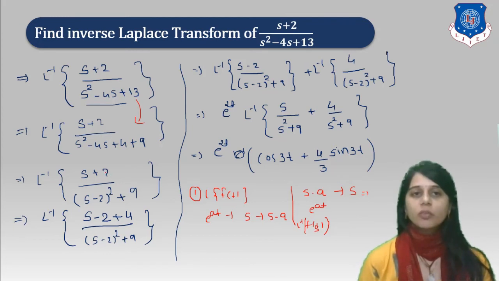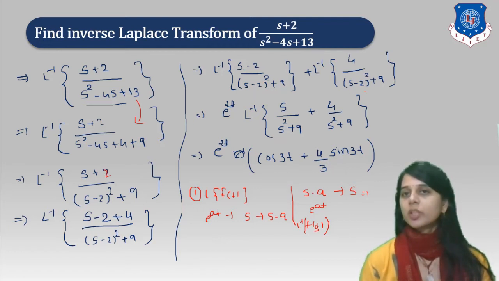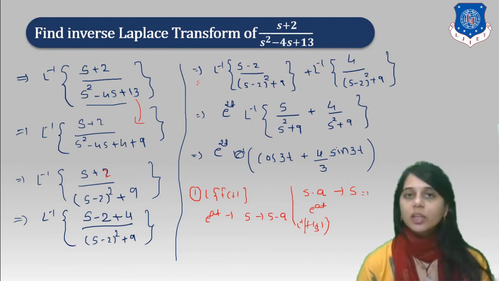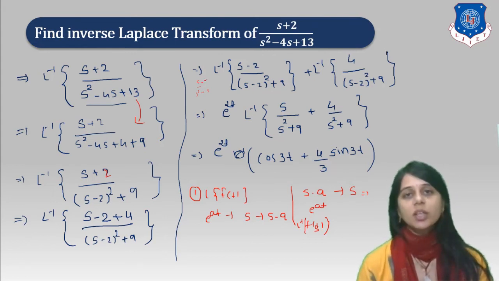So we set the formula of s minus 2 in the numerator. We get (s minus 2 plus 4) over (s minus 2) whole square plus 9. Taking individually, (s minus 2) upon (s minus 2) whole square plus 9, plus 4 upon (s minus 2) whole square plus 9. This formula looks like s upon s square plus 9, but we have the s minus a formation.